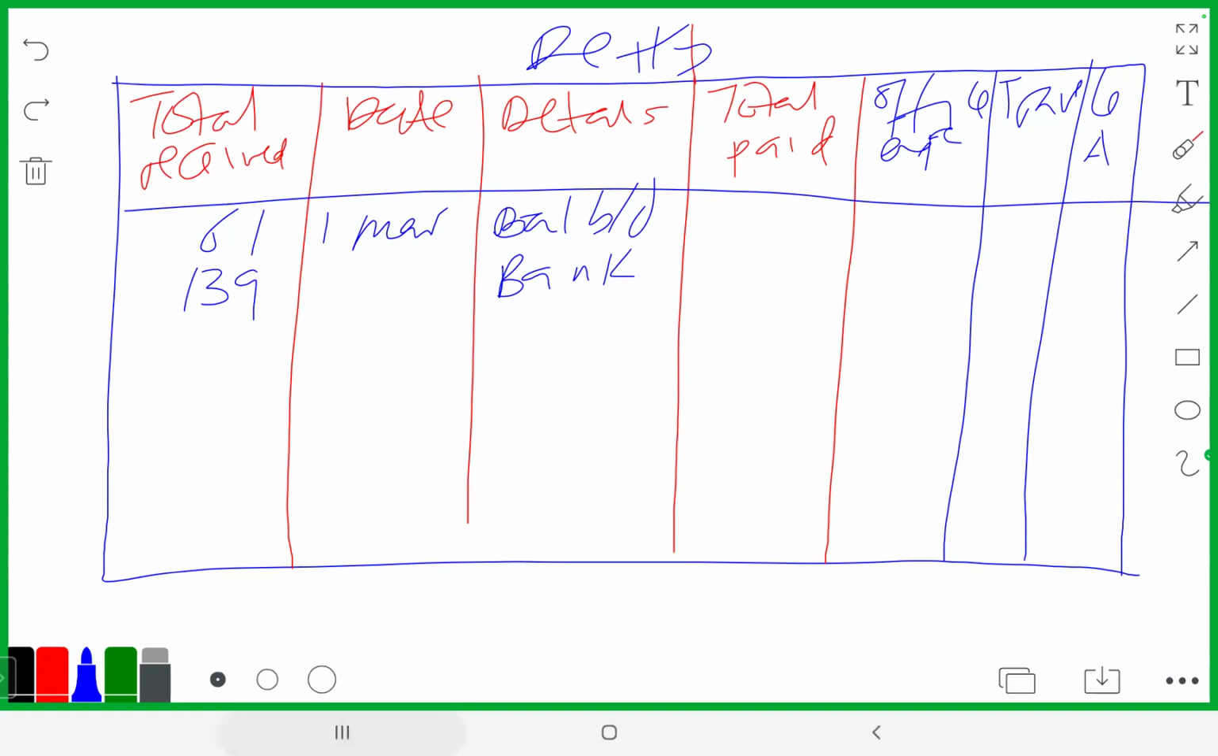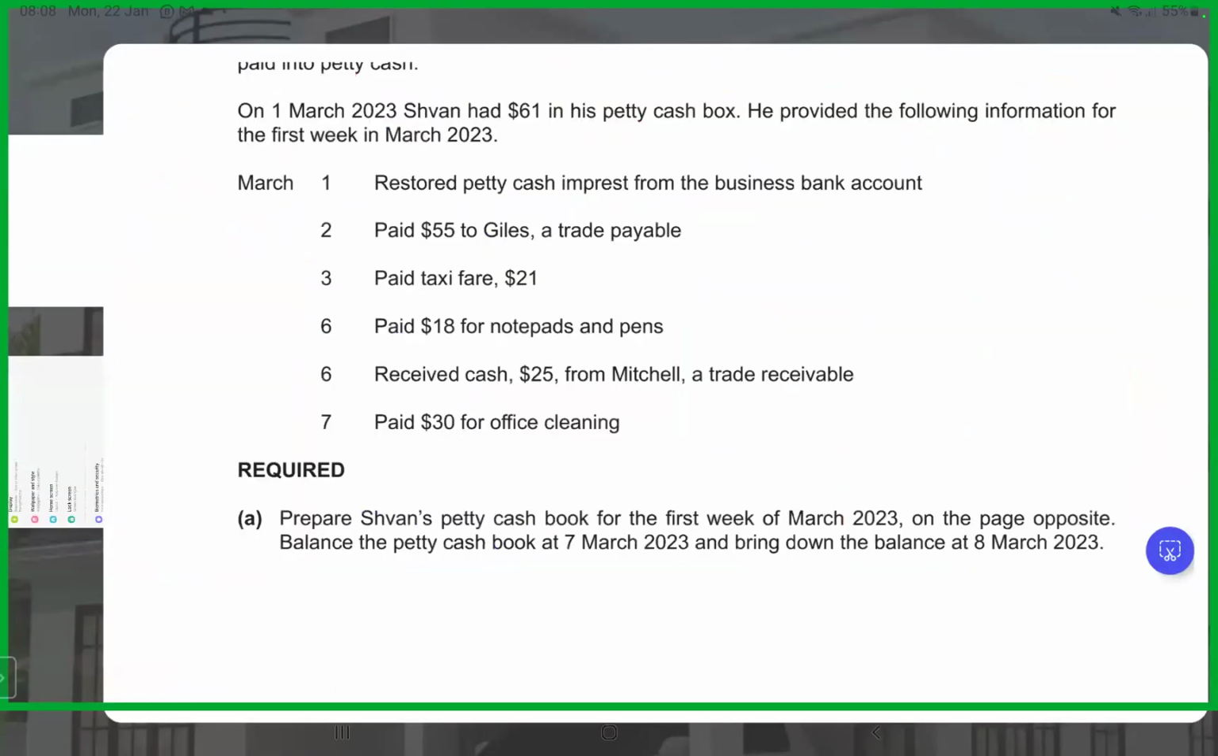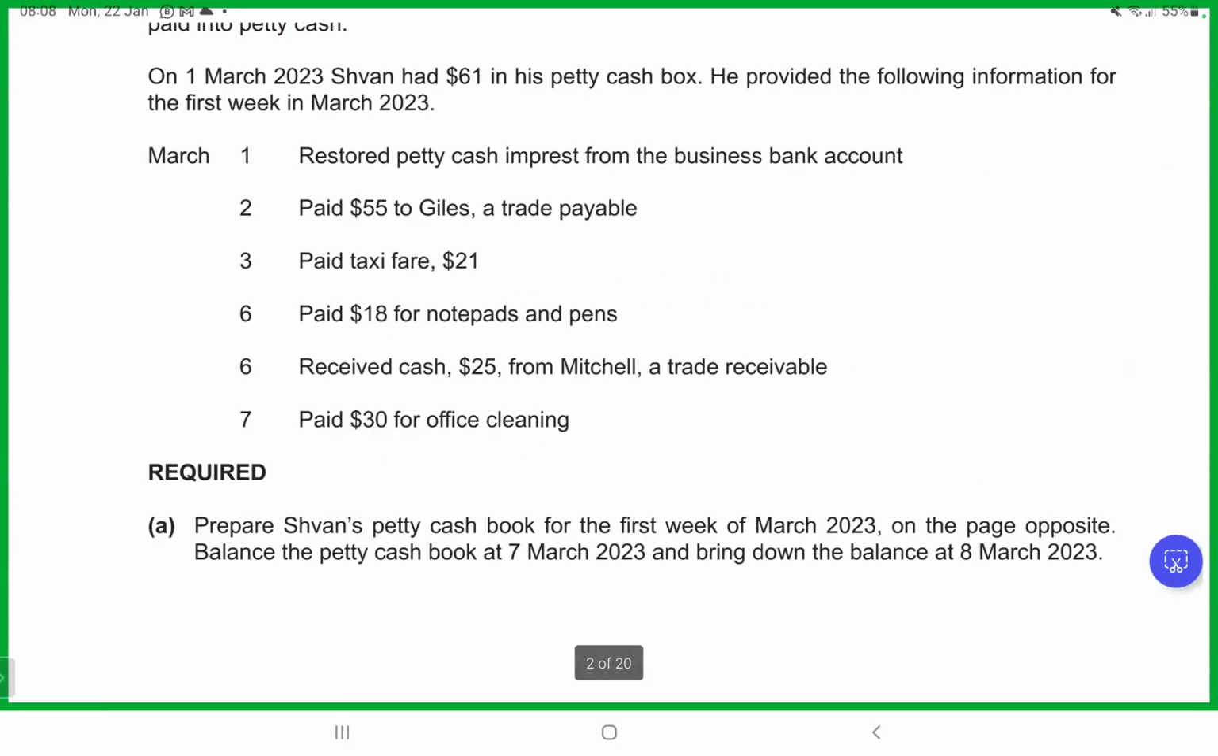Okay, so let's see what happened. On 1 March, we restored the petty cash imprest from the bank. Which simply means on the first day, they received the amount to make it 200. That is what it means to restore.